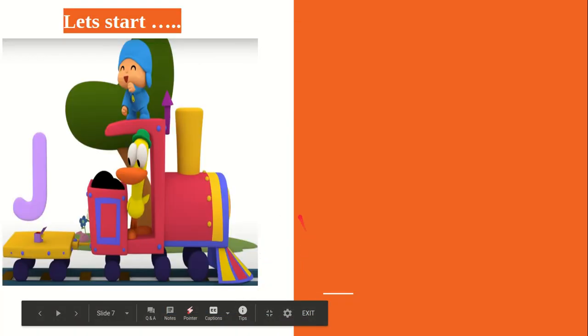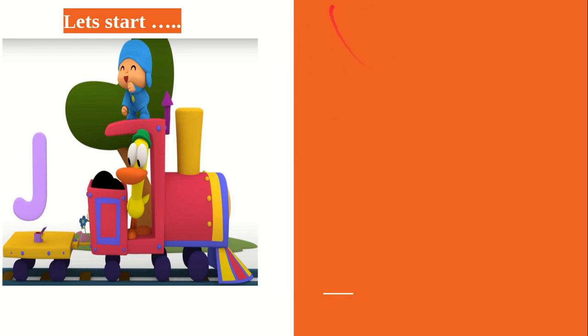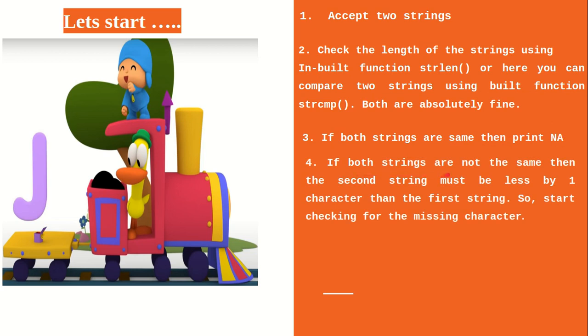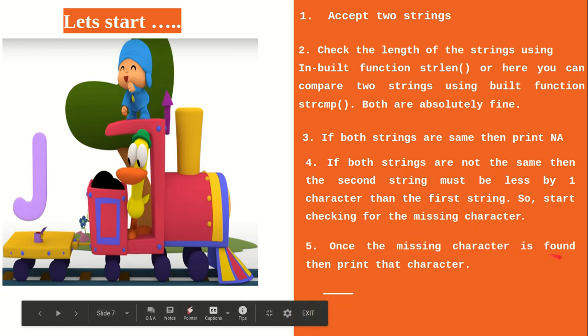Now we start writing the things to be done in the program. First, accept two strings. Second, check the length of the strings using the inbuilt function string length, or you can compare two strings using the inbuilt function strcmp, that is string comparison. Both are absolutely fine. Third, if both strings are same, then print NA. If both strings are not same, then the second string must be one character shorter than the first string. So start checking for the missing character. Once the missing character is found, then print that character.